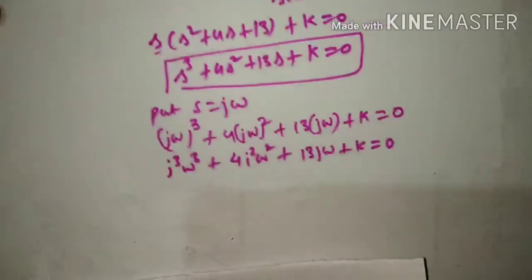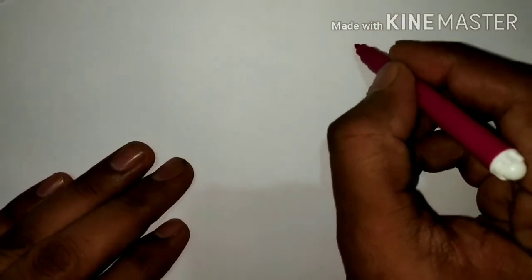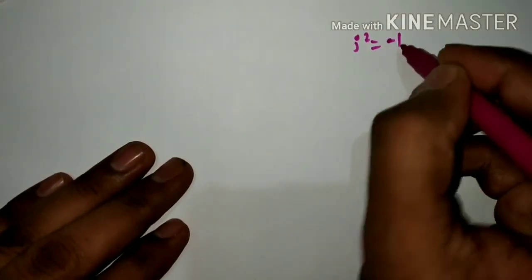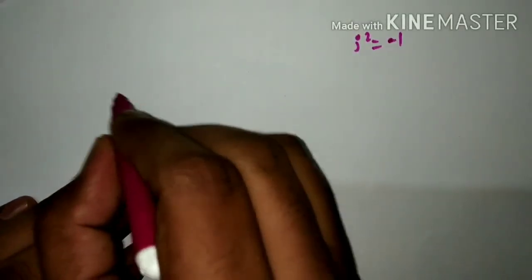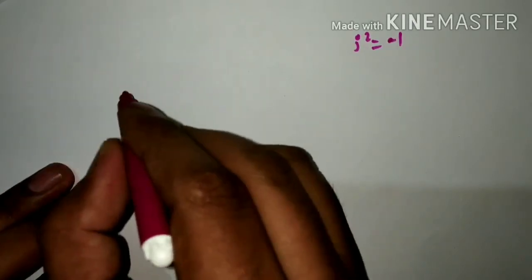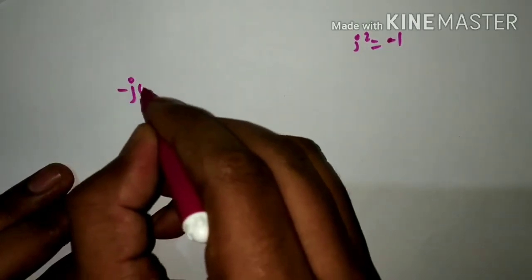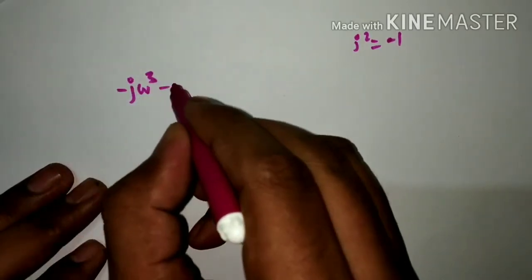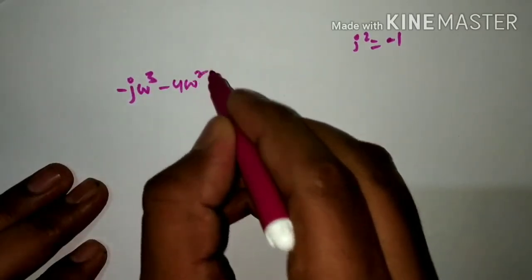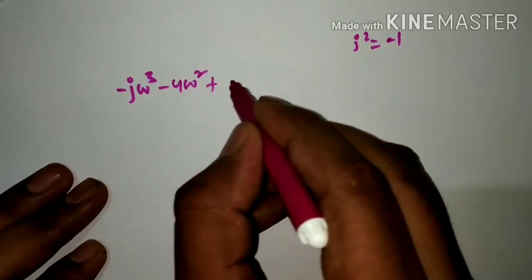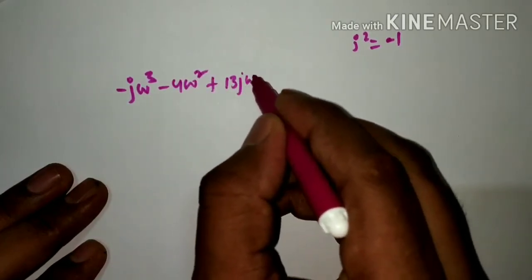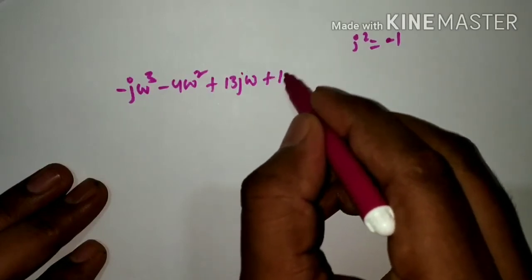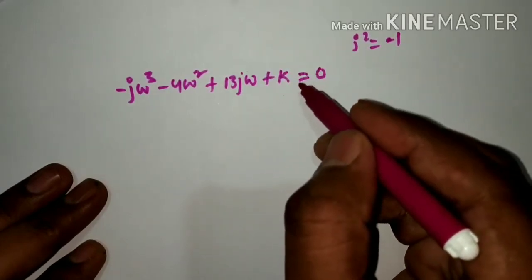So j cube, you know that j square is equal to minus 1, right? So what am I going to write? j cube omega cube is minus j omega cube. 4 j square omega square means minus 4 omega square. I am going to keep the rest as it is: 13 j omega plus k is equal to 0.